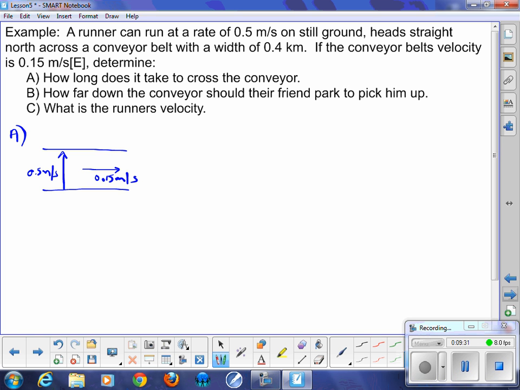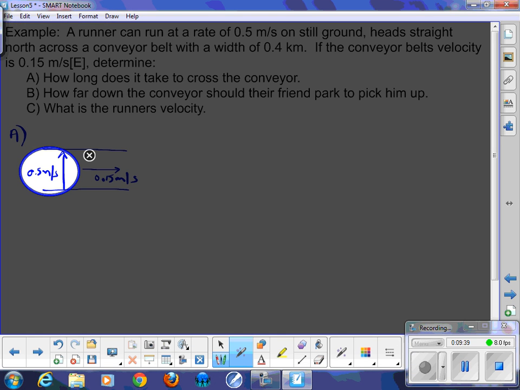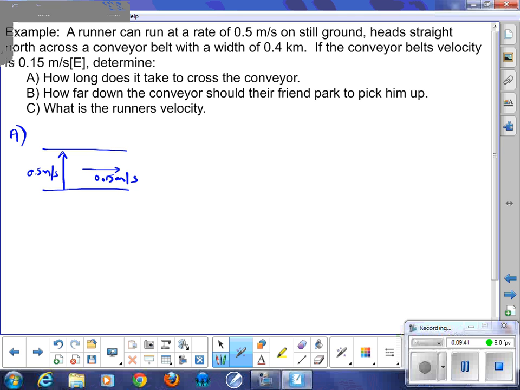Well, it doesn't really matter that the conveyor belt is moving east or west. You are only moving at 0.5 meters per second north. And that's all you can do north, and that is in the direction you want to go. So for A here, it's simply, get the right formula here, distance equals velocity times time. There's no acceleration, and we already know the distance.